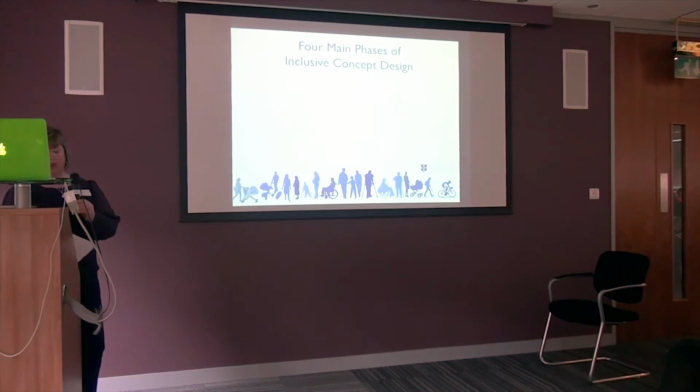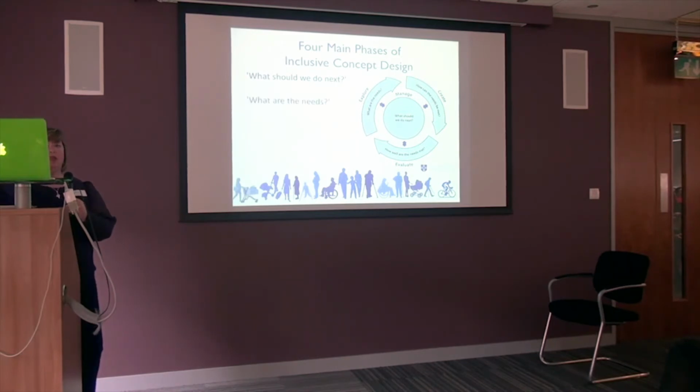The University of Cambridge have a fantastic resource in terms of inclusive design, and their idea of the main phases of inclusive concept design, the diagram on the right hand side of this slide, is four key elements. It's manage, create, evaluate and explore, and it asks designers simple questions. What should we do next in terms of managing? What are the needs? How can the needs be met? And how well are the needs met? So I suppose that's about testing. So that's their philosophy on how you achieve an inclusive concept design.